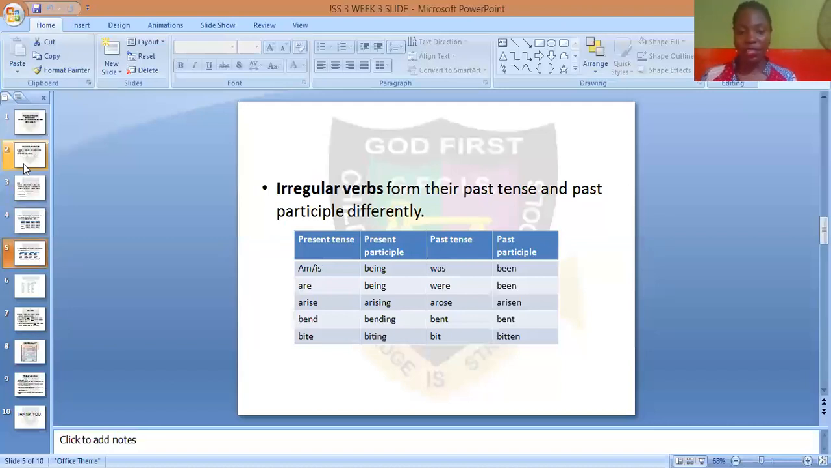Bend is the next. Bending. D is changed completely to T, so the past tense is bent. Bend, bending, bent, and bent. The next is bite. Bite, biting, bit, and bitten.